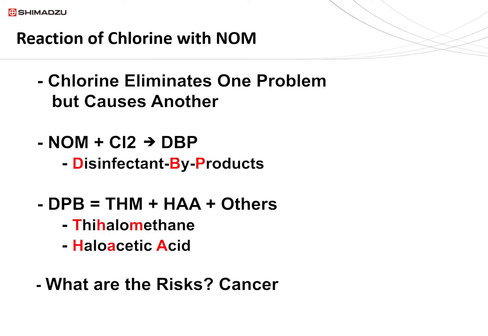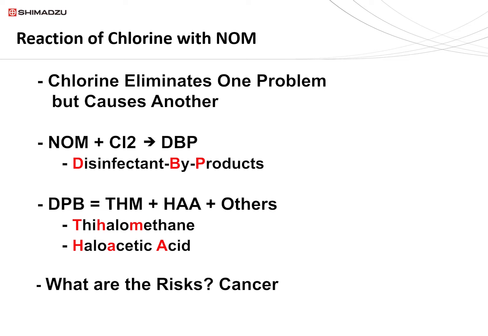So as stated, chlorine can eliminate problems of bacteria and viruses, but the problem is it can create cancer-causing disinfectant byproducts. The discussion will focus most on trihalomethanes, or THMs, and haloacetic acids, HAAs. The others are bromate from ozone treatment plants and chlorite from chlorine dioxide plants.